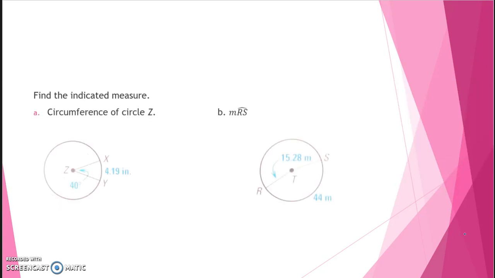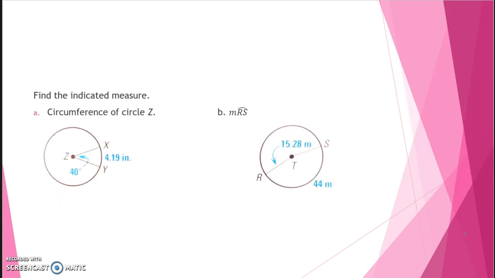So in the first one, we're going to look for your circumference. If you take a look at that circle, you don't know the radius length or the diameter length, so you can't use either of the two formulas that we did earlier in this section. So we actually have to use that proportion. We know that our arc measure is 40, and that's going to be over 360. And that's equal to your arc length, which is labeled as 4.19 inches. And we are looking for our circumference.